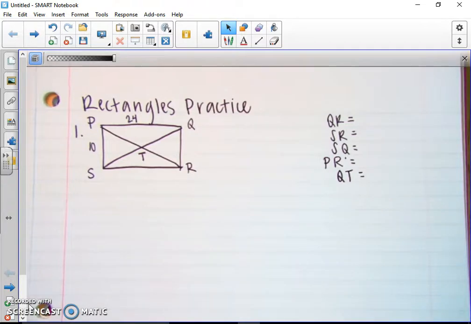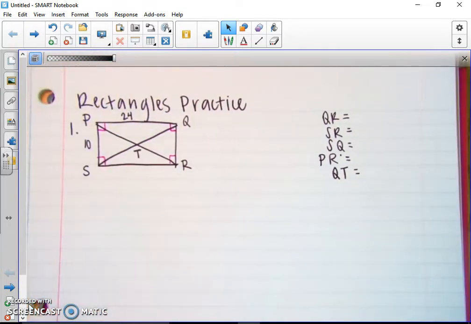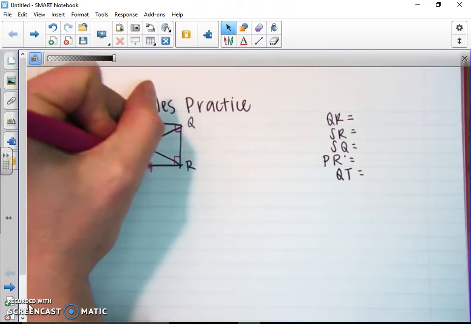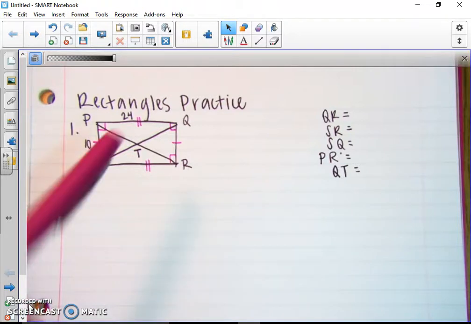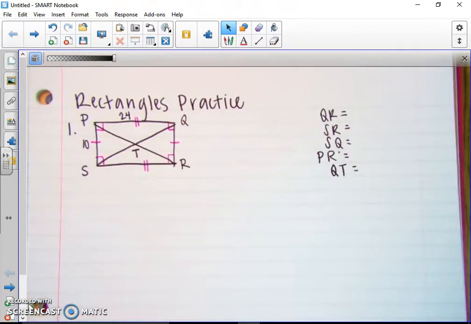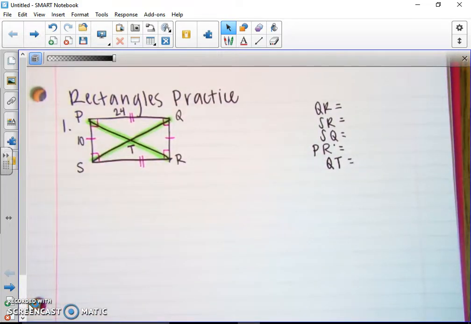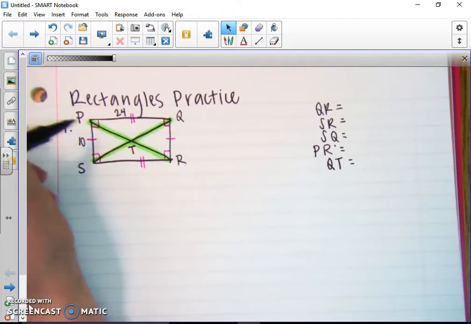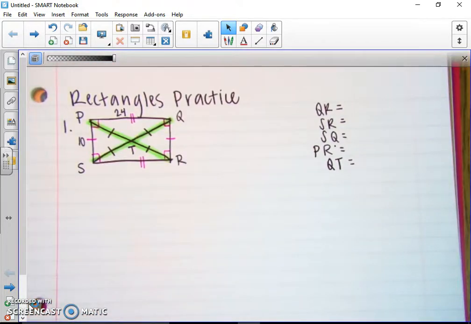All right, so there's a couple things we could add to our picture. So we know that rectangles have 4 right angles, so we could certainly add that. Although I don't know if our right angles are really going to help us find these missing side lengths, but we can still add it. We know that rectangles have 2 pairs of congruent sides because they're parallelograms. So these 2 sides are congruent, that side's congruent to that side. And then we know our diagonals are congruent. So PR is the same distance as SQ. And then we know that T, the point where those diagonals intersect, they bisect each other. So we also know that those parts are congruent.